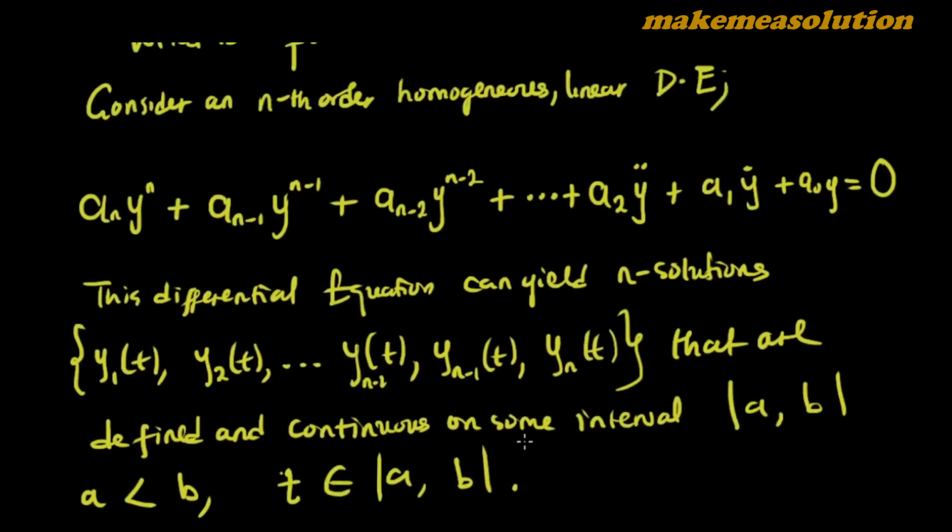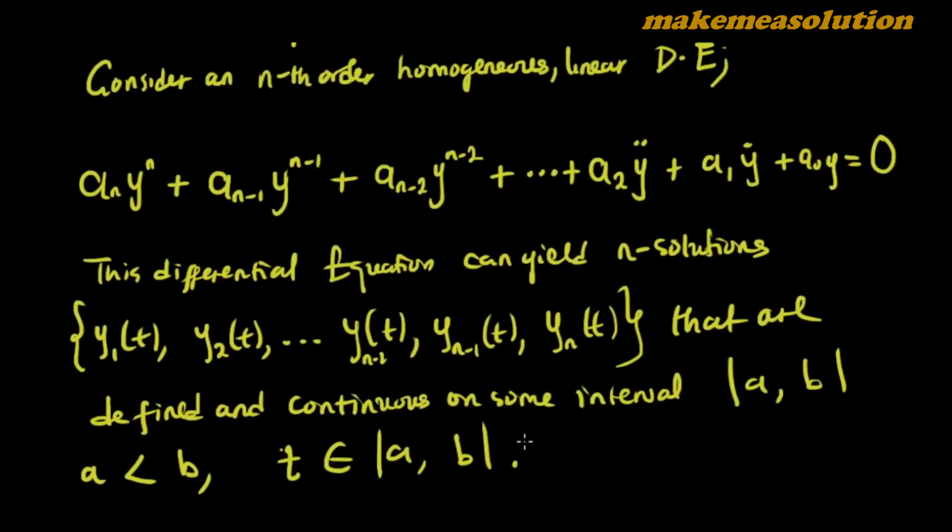So the differential equation above can yield n solutions, which are y1 of t, y2 of t, up to yn of t. We are assuming that these solutions are defined and continuous on some particular interval (a, b), where a is less than b, and our independent variable for the purpose of this study should be chosen in between the interval (a, b). That is what this last statement means.